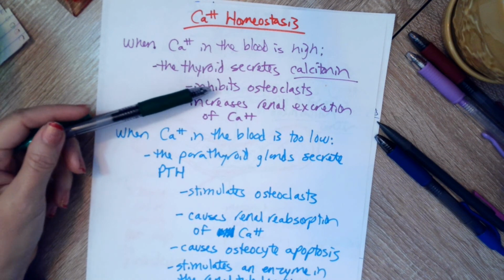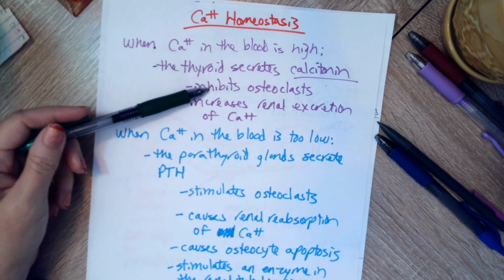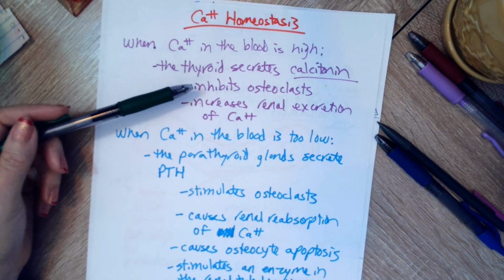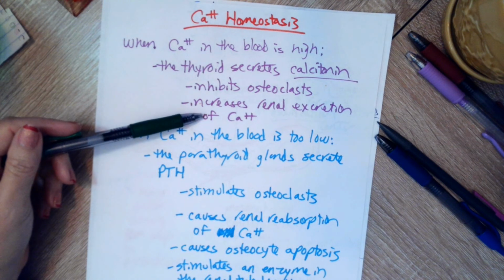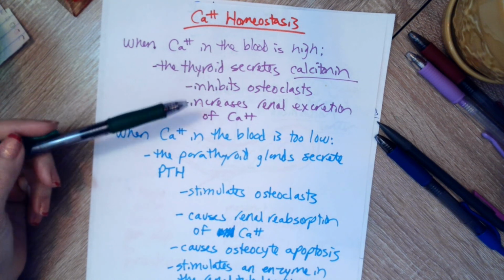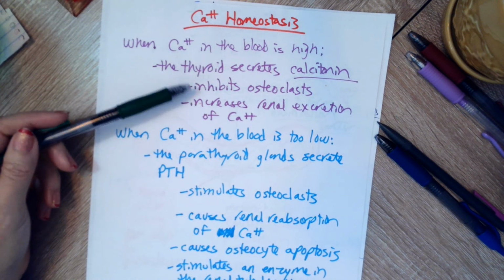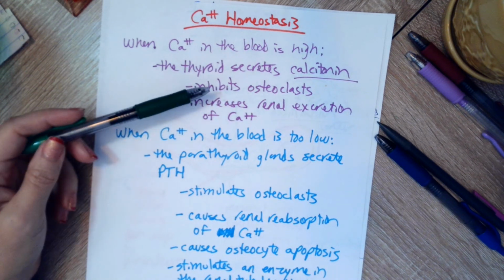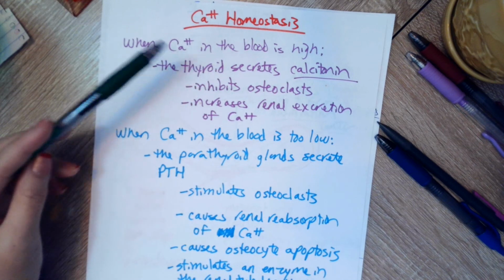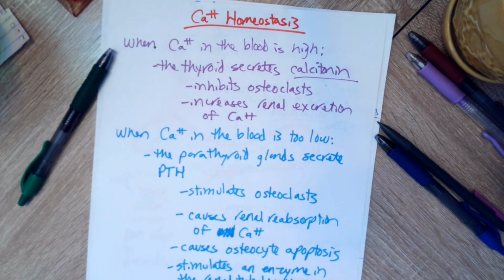It's going to stop your osteoclast from working, so they stop breaking down bone. And then it causes you to urinate away any excess calcium. So it's not going to directly stimulate your osteoblast, but it's going to keep the osteoclast from working against them. So those osteoblasts, while they're doing what they do, which is putting calcium into the bone, they're not being worked against. So that's how calcitonin works.